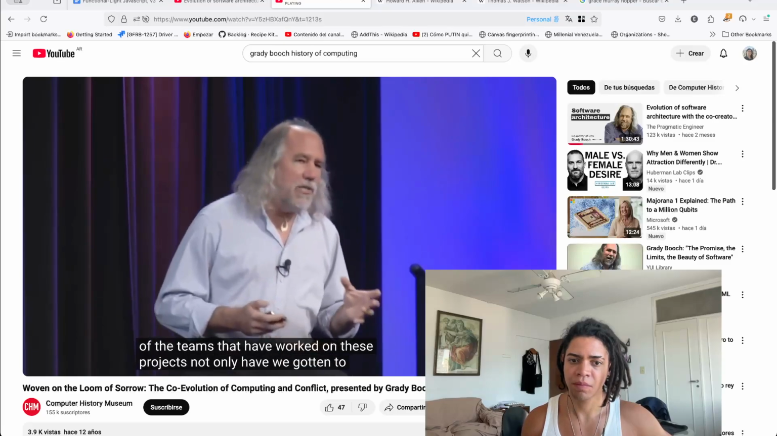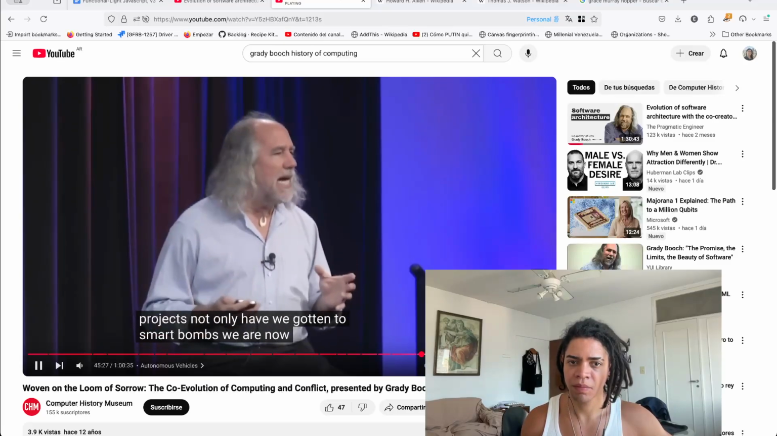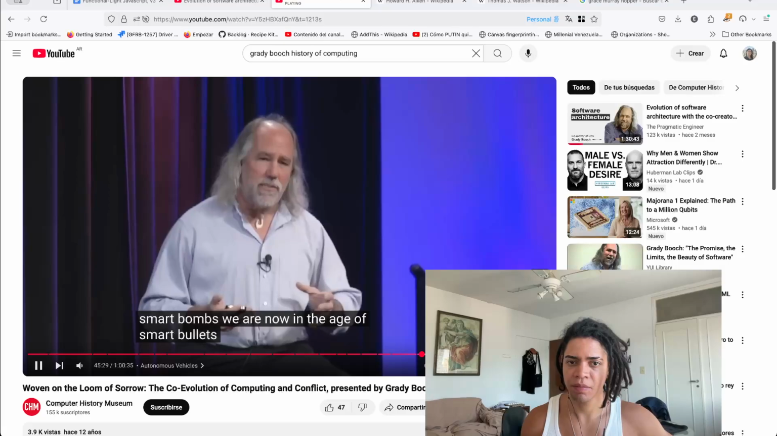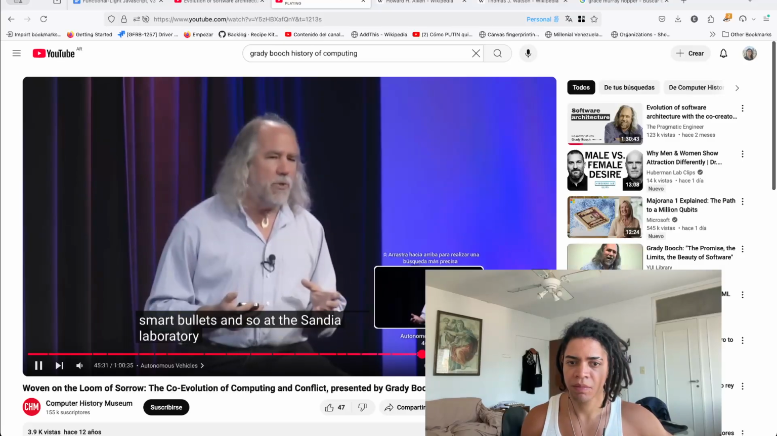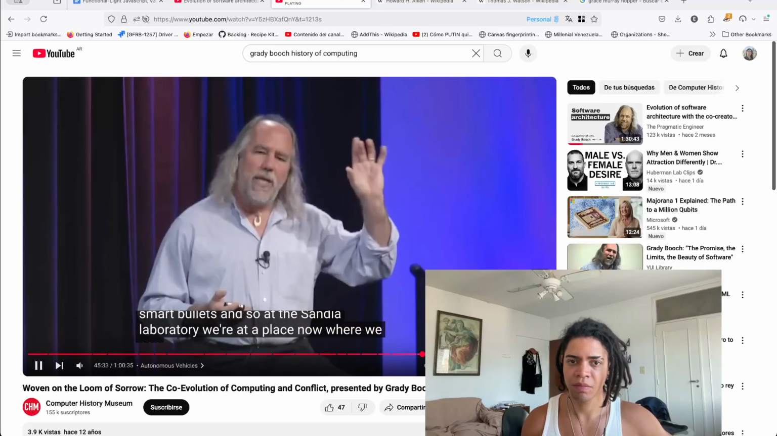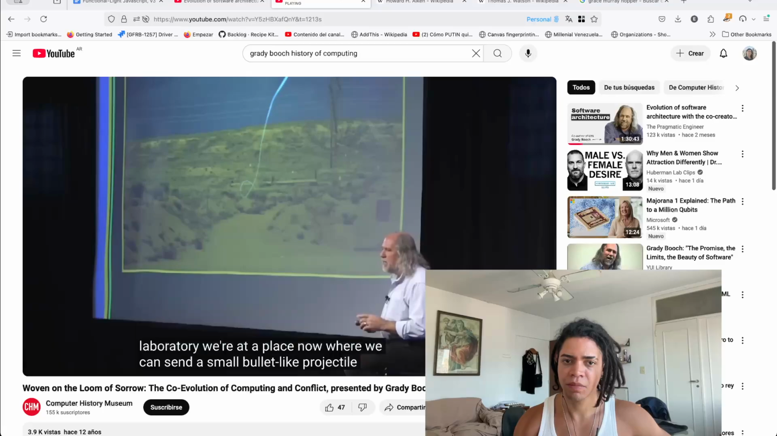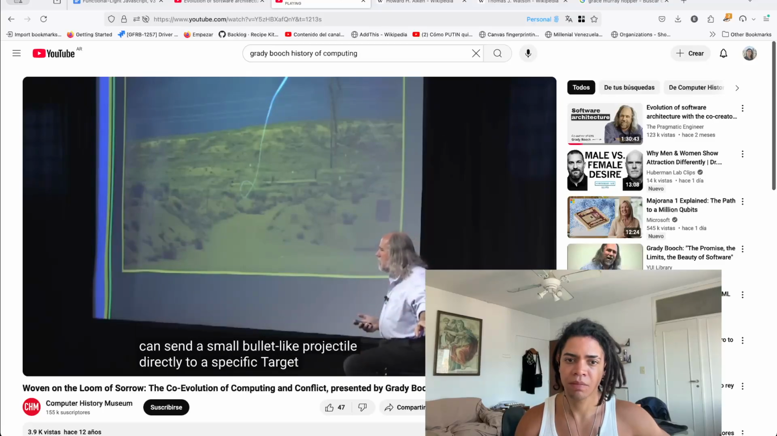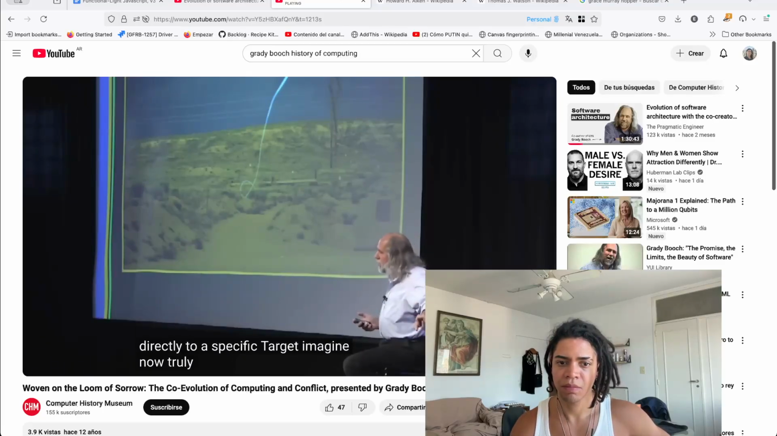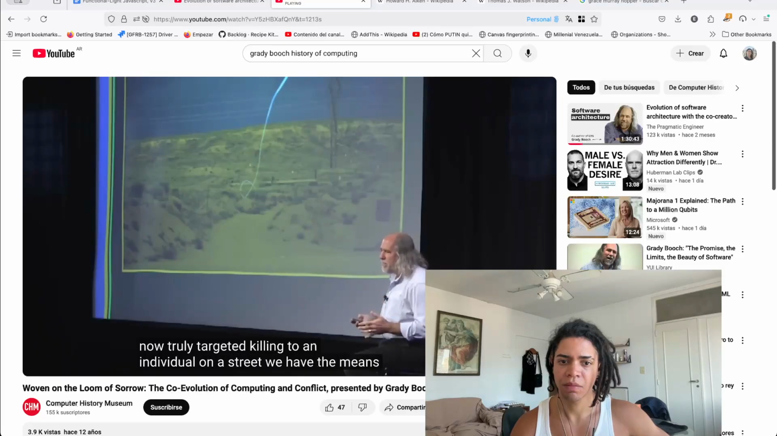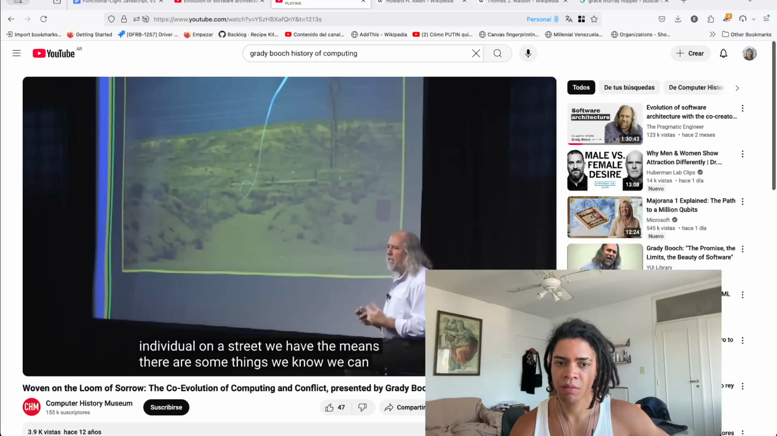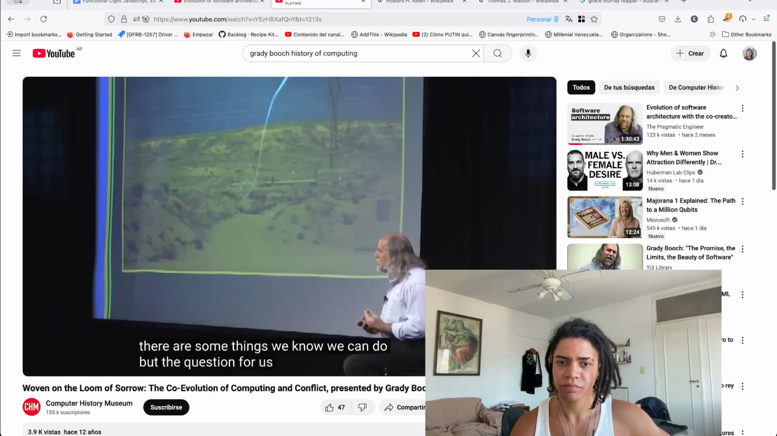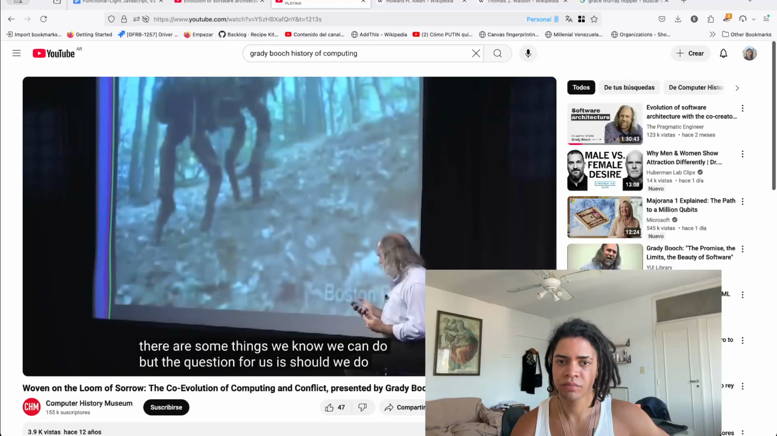Not only have we gotten to smart bombs, we're now in the age of smart bullets. At the Sandia Laboratory, we're in a place now where we can send a small bullet-like projectile directly to a specific target. Imagine now truly targeted killing of an individual on the street. We have the means. There are some things we know we can do. The question for us is, should we do them?